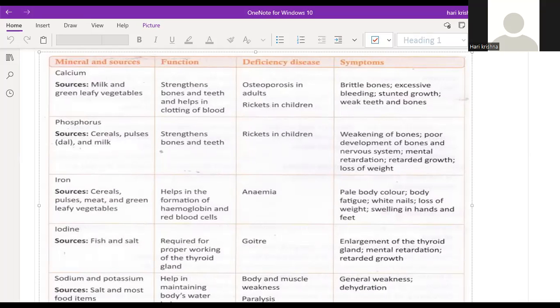The next one, rickets in the children. Weakening of bones, poor development of bones.